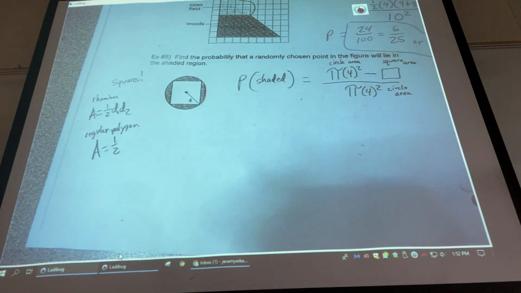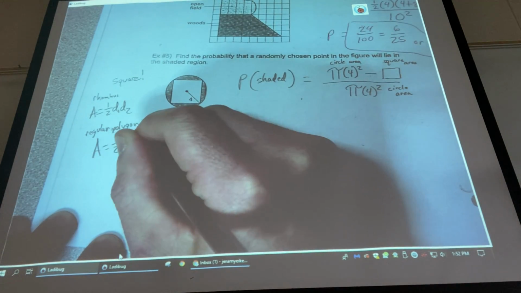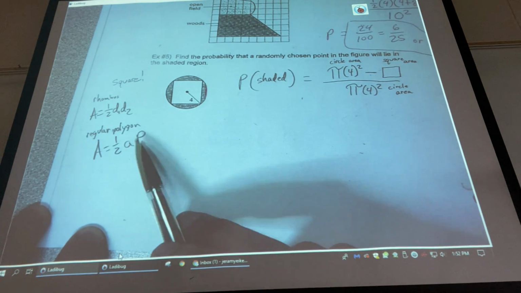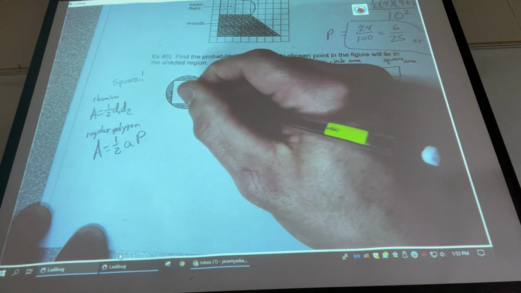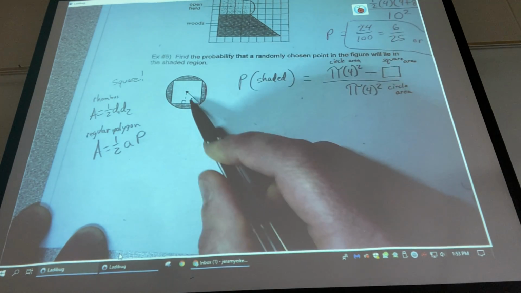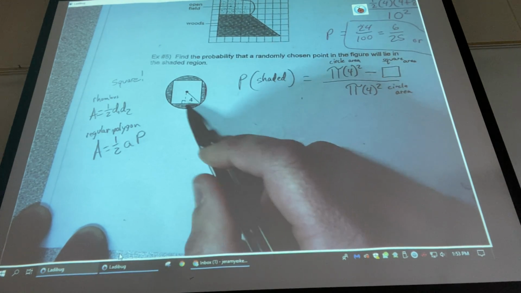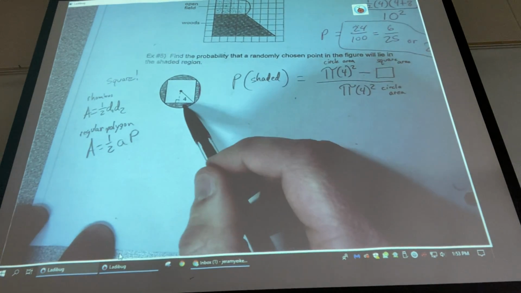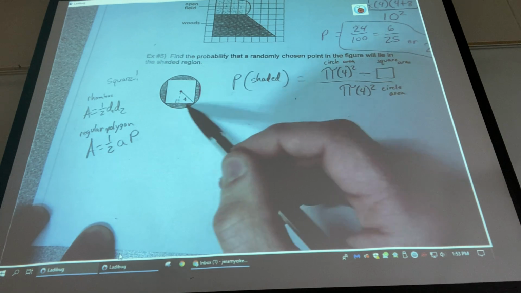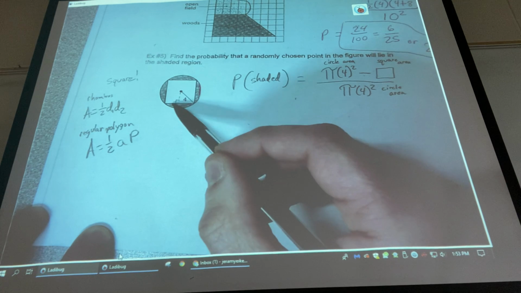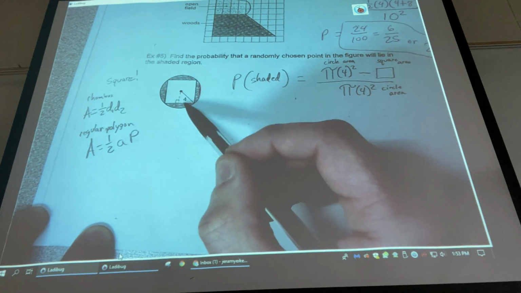It's what our last quiz was over? Half AP. Half AP, yeah. Oh, half apothem times perimeter. We would need the apothem and the perimeter. Do we know the apothem? No. Could we figure it out? That would take a really long time. I mean, it'd take a little bit. Do we know the perimeter? No, but could we figure it out similar to how we figure out the apothem? We sure could.